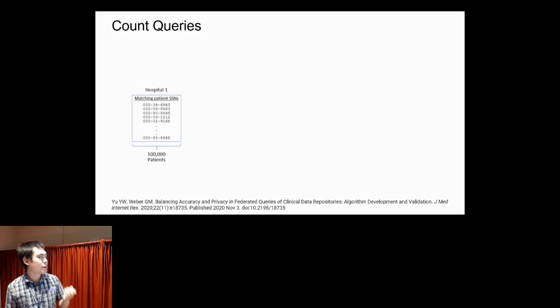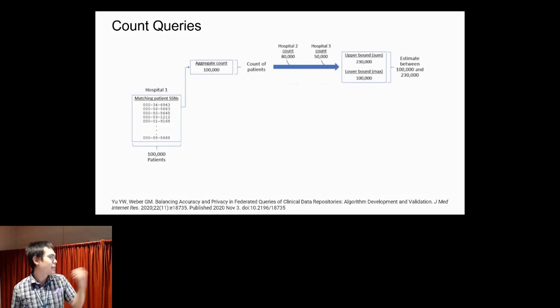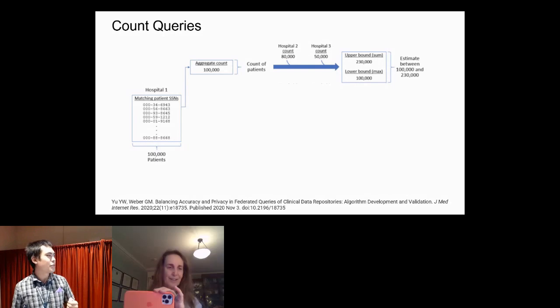And the reason for this, so let me talk about the types of queries we're going to be going through first. We're going to be talking about these count queries, and I apologize for the low resolution of that. So suppose you're hospital 1 and you have 100,000 patients that all have hypertension, and you want to send some amount of information to the other 2 hospitals so that together you can figure out how many total patients have hypertension. Well, the naive thing to do is, you just send, I have 100,000 patients. Maybe hospital 2 says they have 80,000, and hospital 3 says they have 50,000. You add those together, you get 230,000.